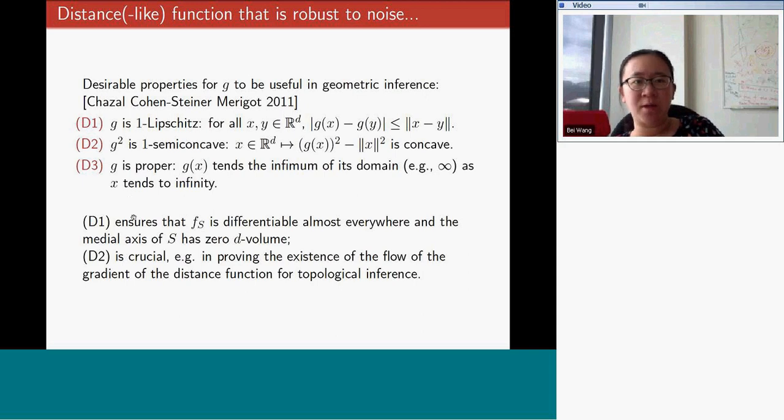The first condition, the distance-like function being Lipschitz, ensures that this function is differentiable almost everywhere, and the medial axis of the underlying object has zero d-volume. And the second part, the semi-concave property, is a little bit crucial in a sense. It's very useful in proving the existence of the flow of the distance function for topological inference. We'll see this property used later.